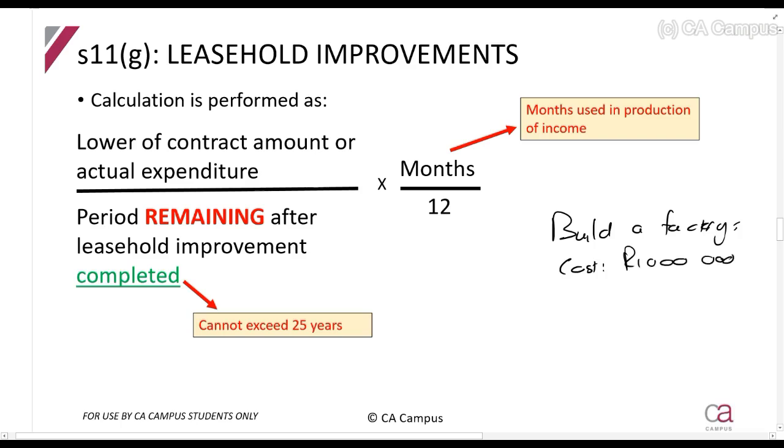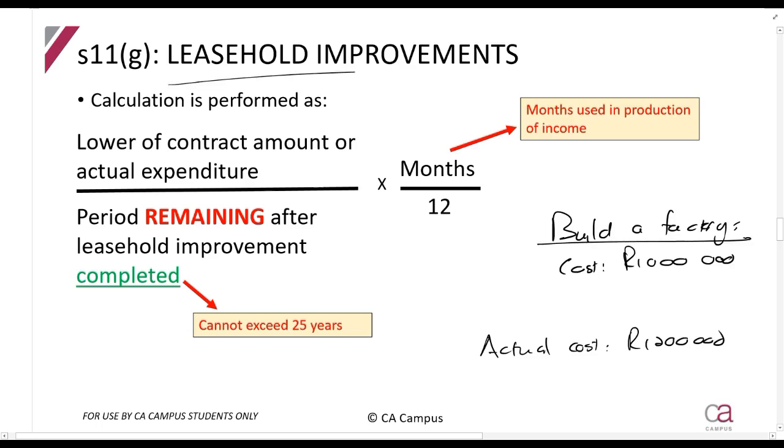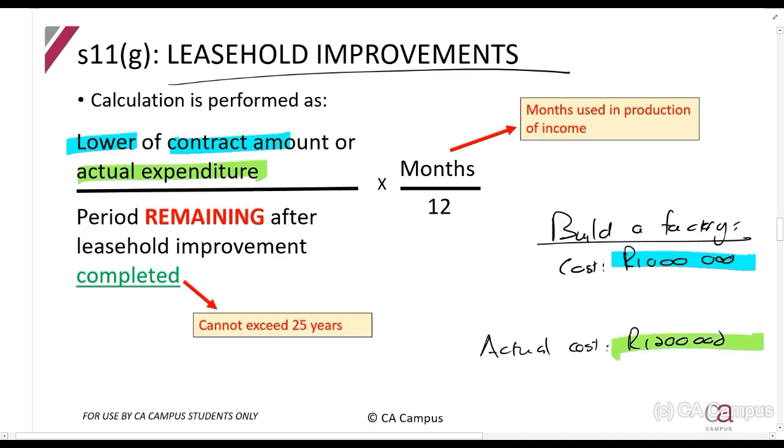The factory must cost R1 million, and then the actual cost for this is 1.2. Right. So the first thing is, because you have to do this, build a factory, you can get this deduction. Now, the first thing I want you to see is you must use the lower of the contract amount, 1 million, or the actual expenditure, 1.2. So you'll use the lower of the two, 1 million.